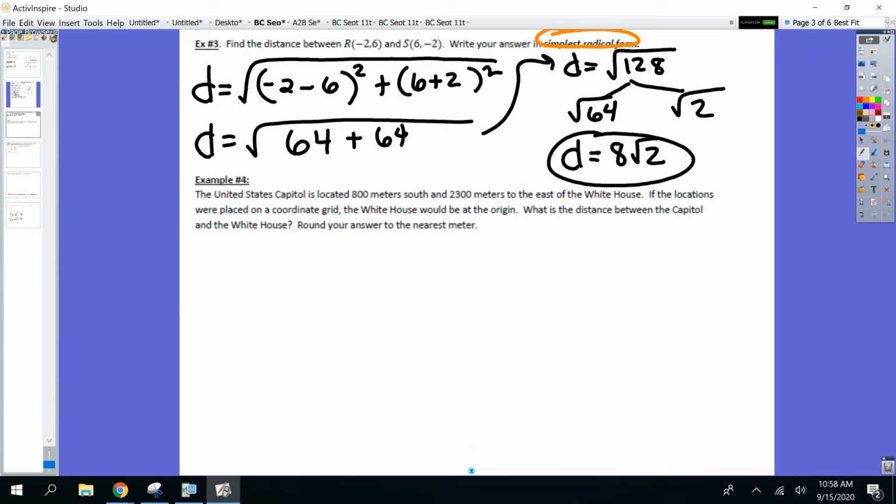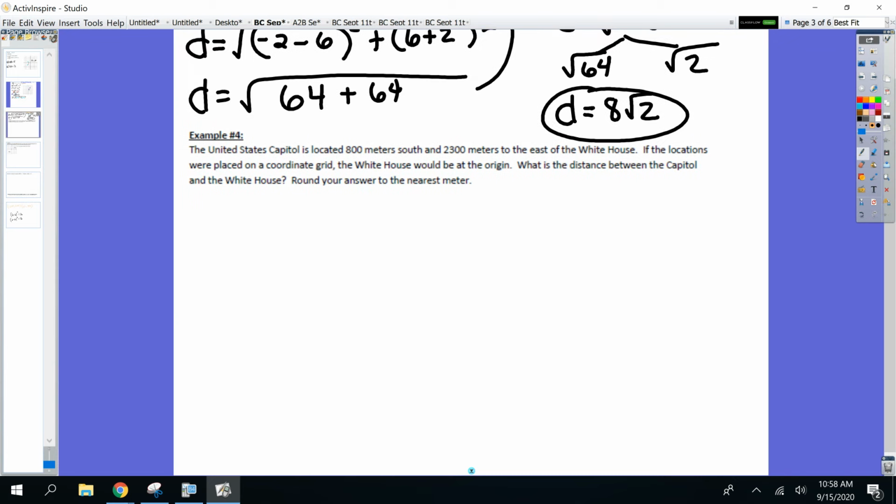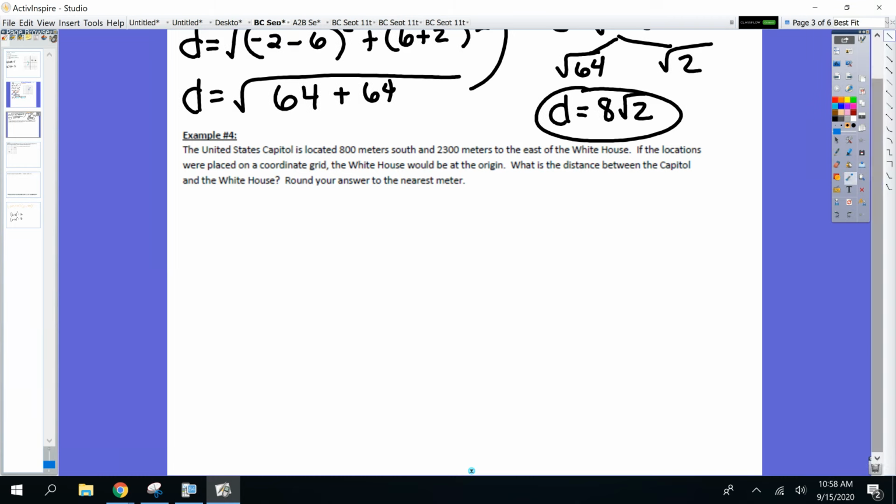Okay, here we go. Got to be able to do the word problems too, not just crunch the numbers. The state capital is located 800 meters south, 2,300 meters east of the White House. The White House is going to be the origin. Just to give me a look of what's going on, I'm going to draw my own quick graph, a quick sketch.